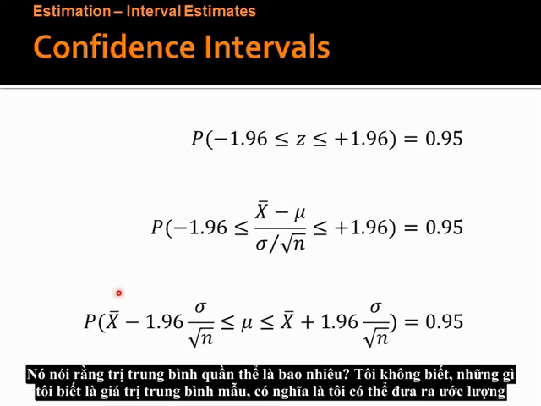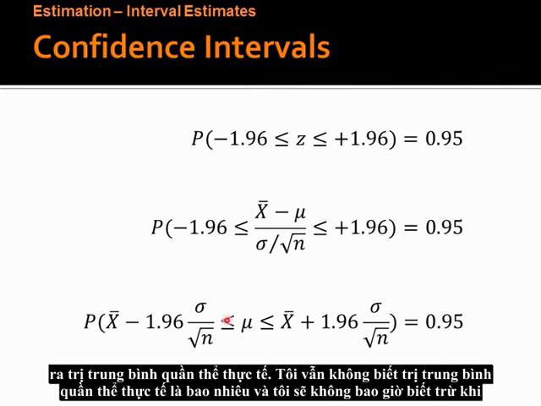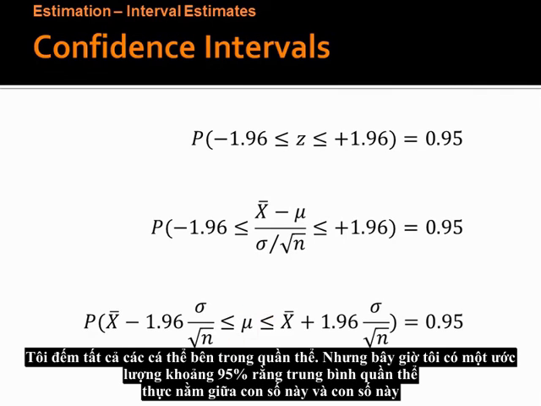What do I know? I only know the sample mean. But from the sample mean, I can give an estimation about what the actual population mean is. I still do not know the actual population mean, and I will never know unless I count all the individuals inside the population, but now I can have an estimate. I'm 95% sure that the actual population mean lies between this number and this number.